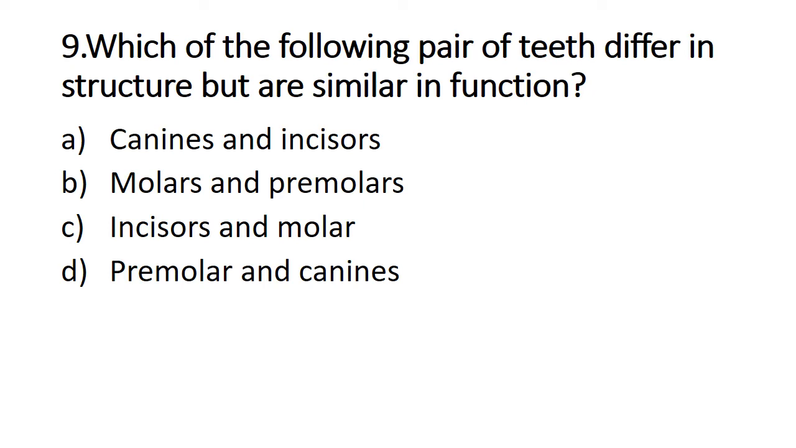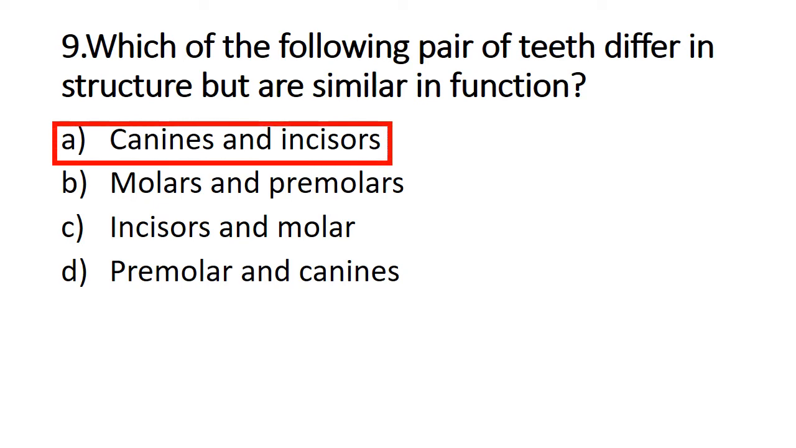Which of the following pair of teeth differ in structure but are similar in function? A. Canines and incisors, B. Molars and premolars, C. Incisors and molars, or D. Premolars and canines. So, the correct answer is option A. Canines and incisors. Let's move on to the 10th question.